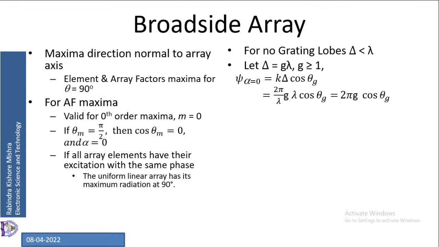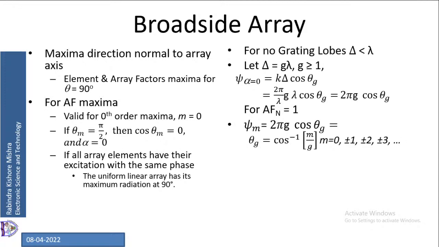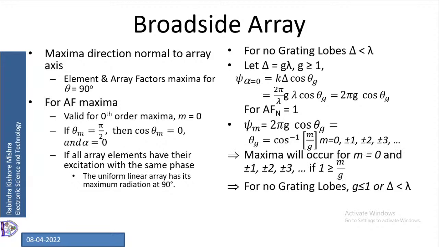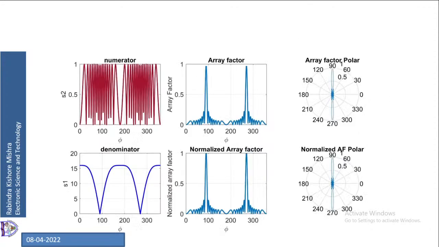Next. These are for grating lobe, so leave this out. This shows you the numerator, that is sin n psi by 2. The red part on the left hand side is the sin n psi by 2. Below is the denominator, which is sin psi by 2. So the numerator and denominator plots are shown here. Then numerator by denominator gives you the array factor. So array factor and normalized array factor both are shown here for the broadside array. Next.